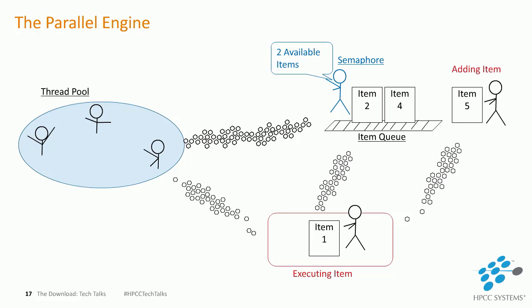The thread can be in one of 3 processes. It can be waiting, it can be actively executing an item that it's popped from the queue, or it can be adding new items to the queue that correspond to the successors of the item it's just performed.